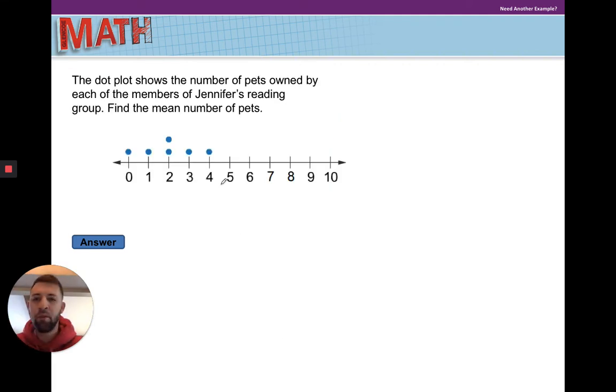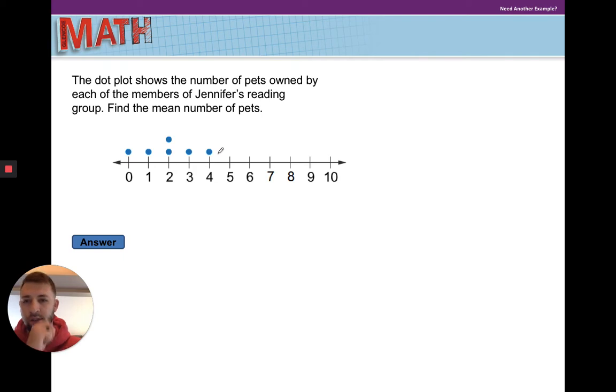All right, a dot plot. This is something that we may have seen in class, may not have remembered it. But what this dot means, it means I have a 0. I have a 1. I have two 2s because there's 2 dots. I have a 3, and I also have a 4.